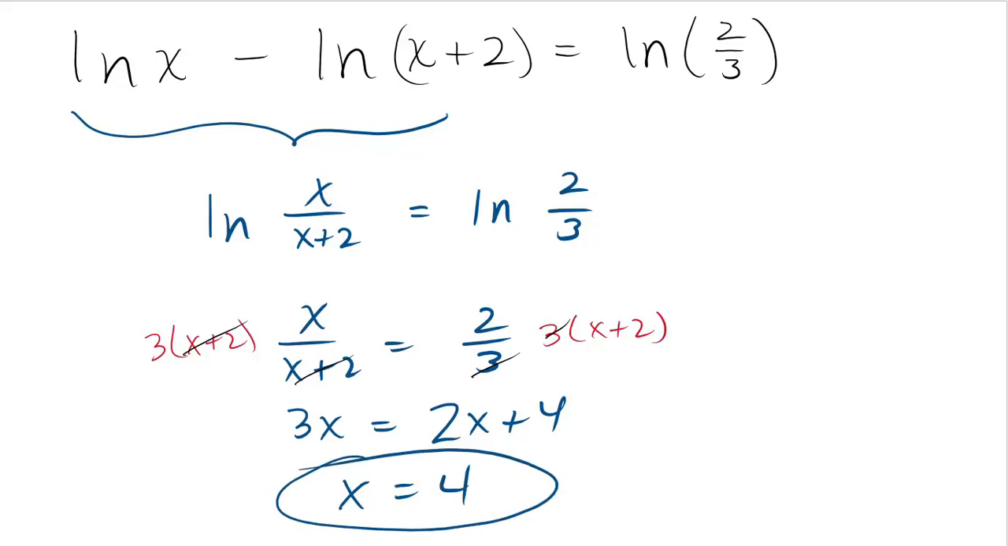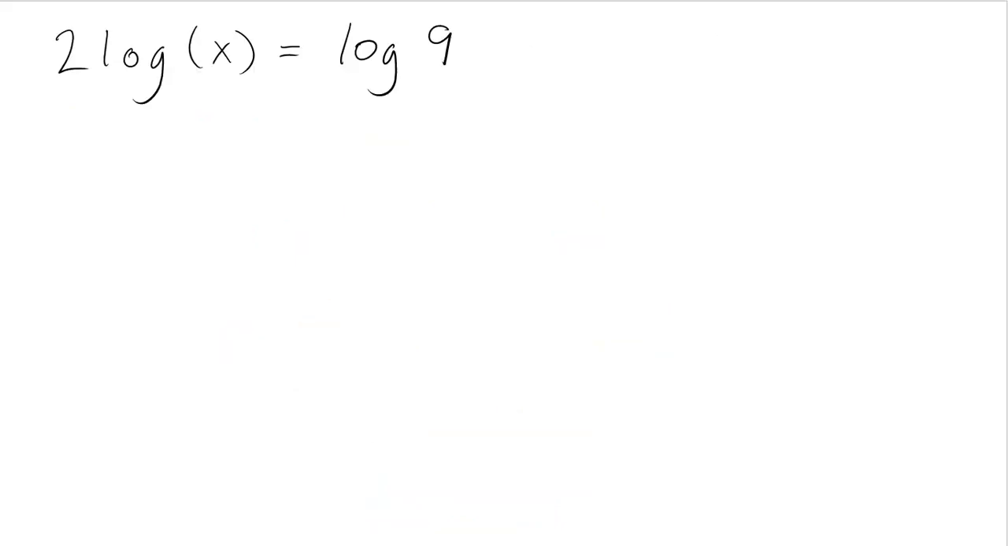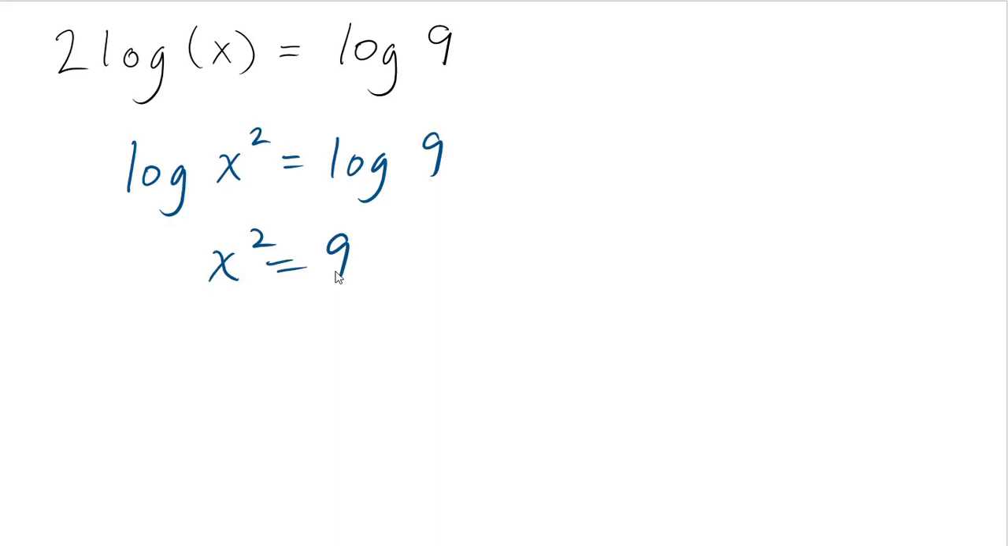Let's do one more example where we use this one-to-oneness property. See if you can do this one. 2 times the common log of x equals the common log of 9. So first thing you want to do is bring that exponent in and rewrite this as the common log of x squared equals the common log of 9. And now we can set the two inputs equal to each other, so we get x squared equals 9.